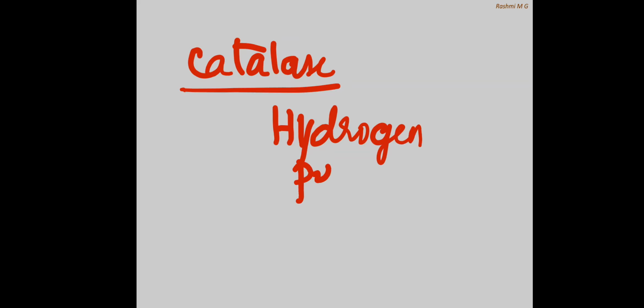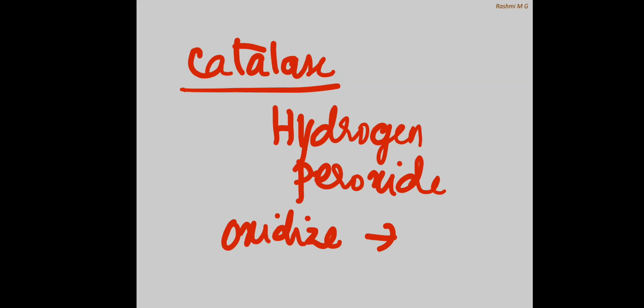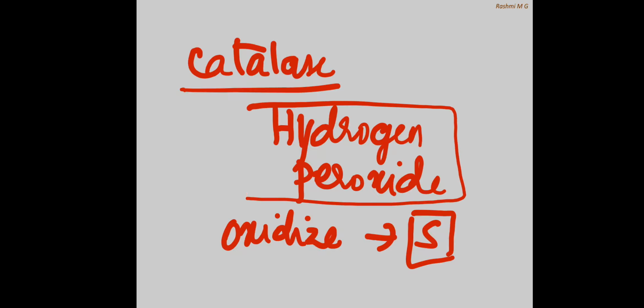There is another key enzyme, that is catalase. Catalase uses this hydrogen peroxide to what? To oxidize varieties of substrates such as formic acid, formaldehyde, alcohol by peroxidation reaction. When there is excessive amount of hydrogen peroxide accumulated in the cell, this catalase converts this hydrogen peroxide into water.